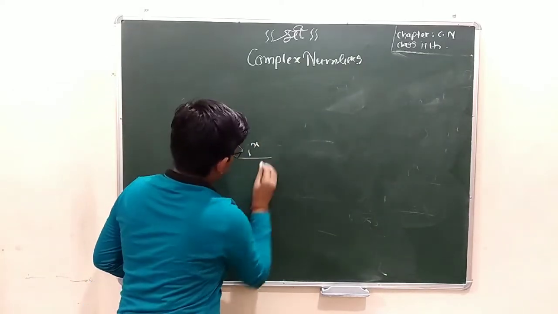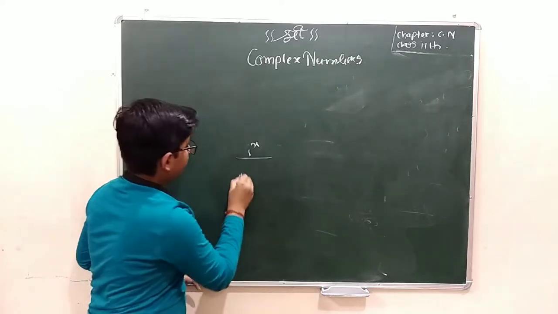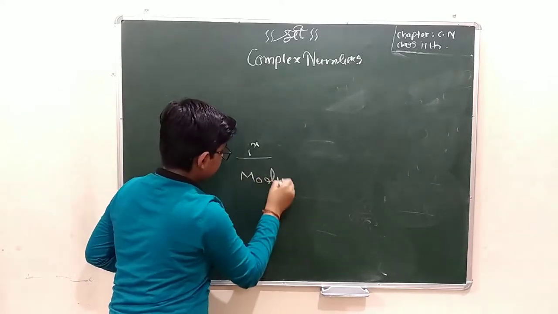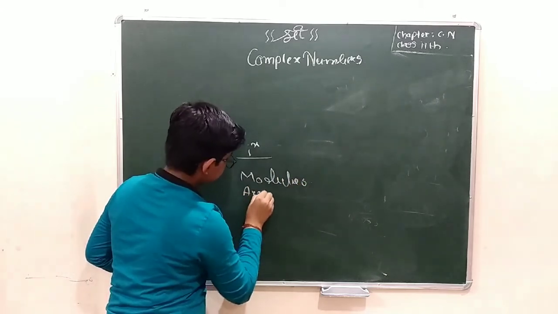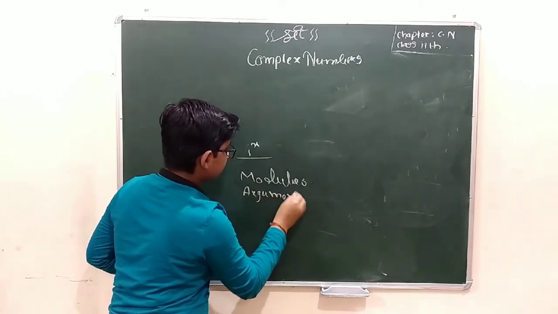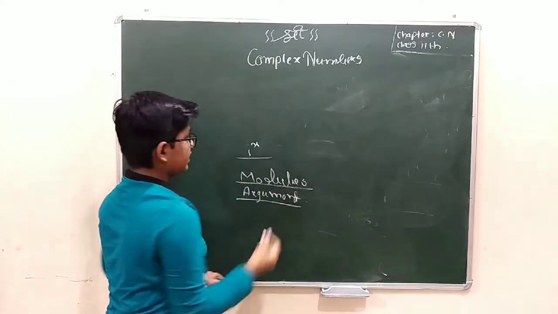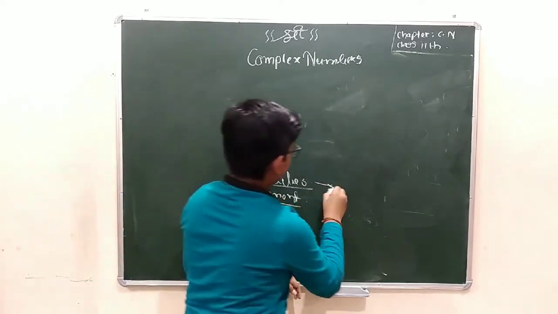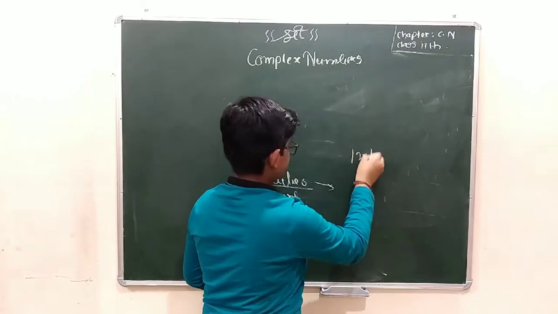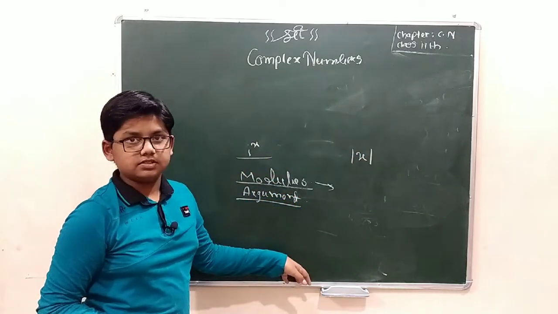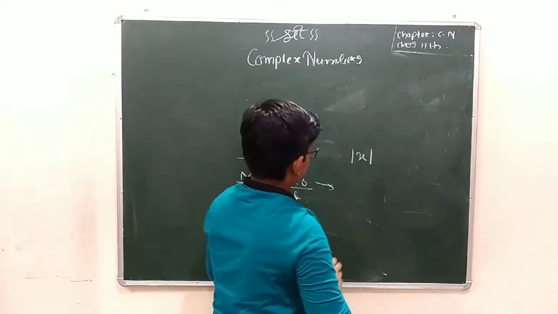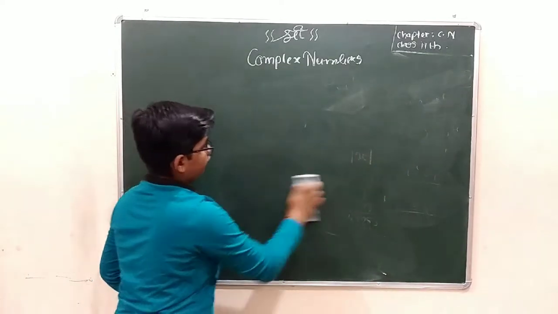So now what about the modulus and argument? Now what is meant by modulus and argument? Now we know what is meant by modulus, like this mod sign and this x. But what about complex numbers? Now let's see if we can plot the graph for it.